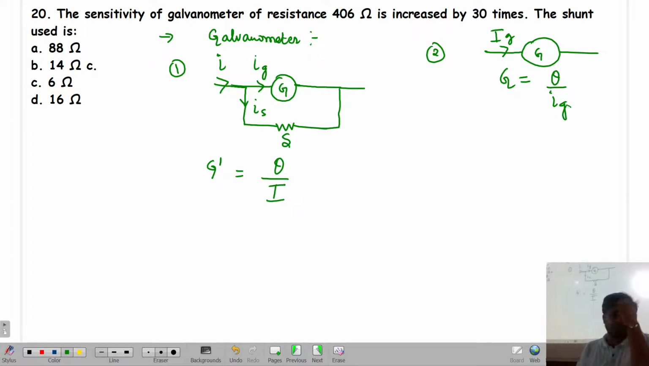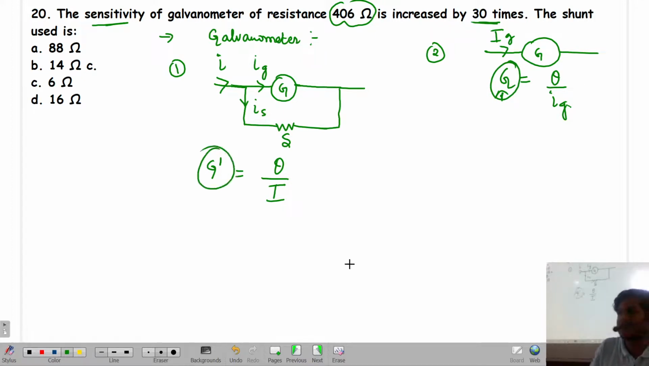So try to understand what it is saying. Sensitivity of a galvanometer of resistance 406 ohm is increased by 30 times. How is it increased? It is increased by 30 times. So try to understand, when you add the shunt, then only the galvanometer sensitivity increases. So G prime is what? Can I say this is my initial sensitivity, and this is my final sensitivity? What is my initial sensitivity? G, without any resistor. With the resistor, I have the sensitivity G prime.